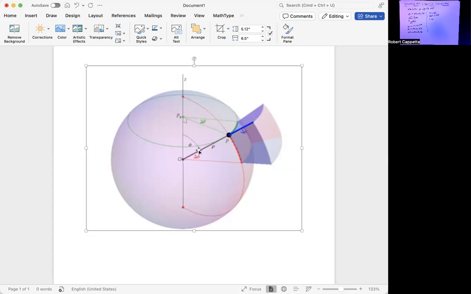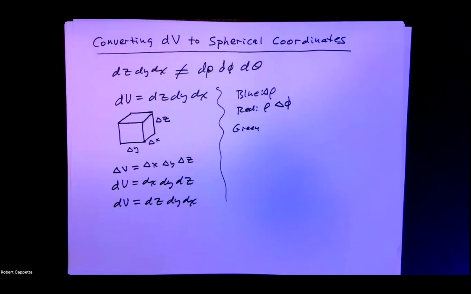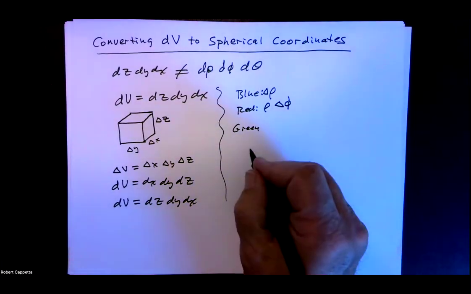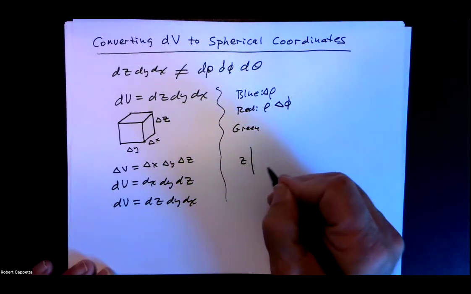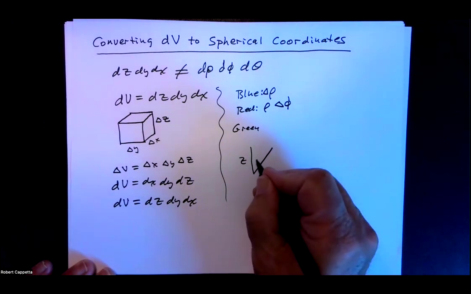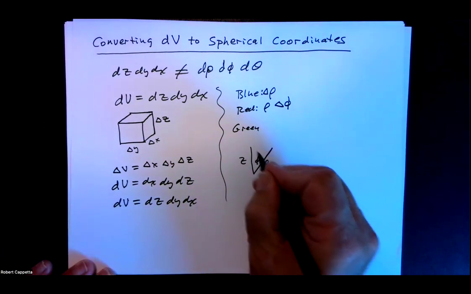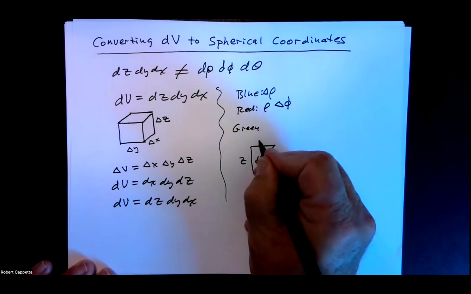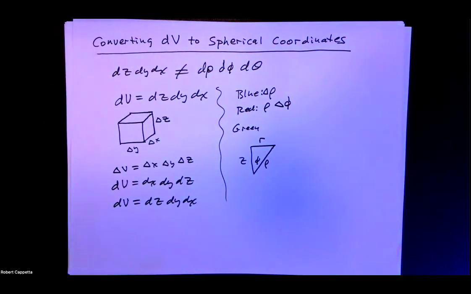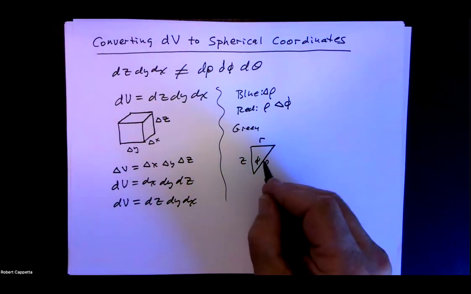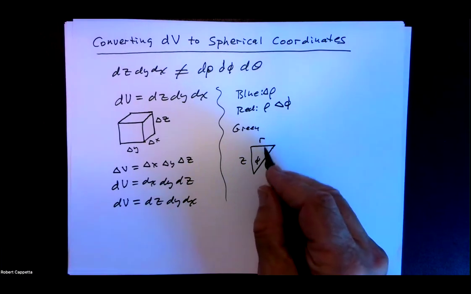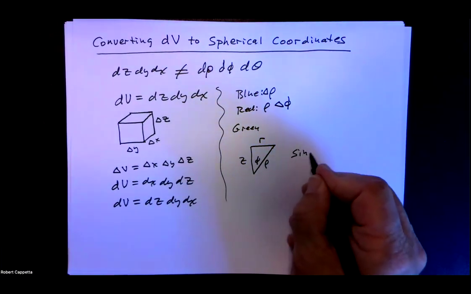So let's look at that triangle that we established here again. z is here, phi is here, rho is here, and this thing in green is r. And then what do we know about r? r is what? Well, sine of phi is r over rho.